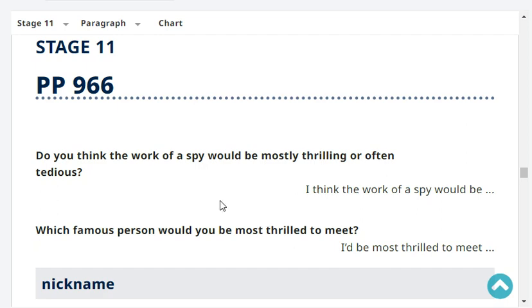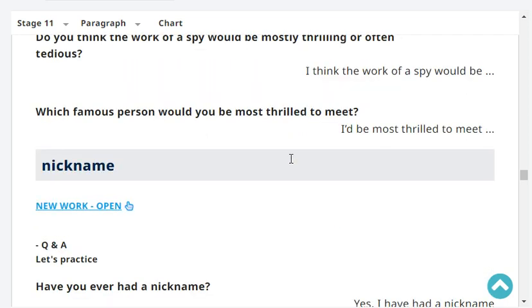Do you think the work of a spy would be mostly thrilling or often tedious? I think the work of a spy would be often tedious. Very good.